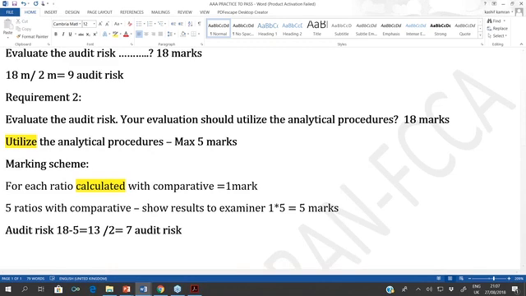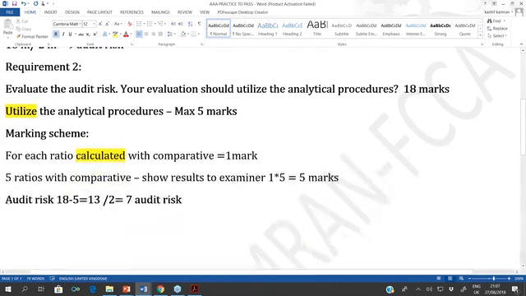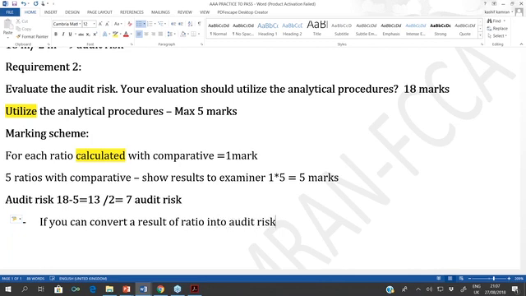Now, when you come to the audit risk, if you can convert the result of a ratio into an audit risk, if you think there is a result of a ratio which itself is justifying an audit risk, then you will be scoring 2 marks, because every audit risk is worth 2 marks, whether the audit risk is coming from ratios or from accounting treatment. From wherever the audit risk is coming, when you justify it, you will take 2 marks.